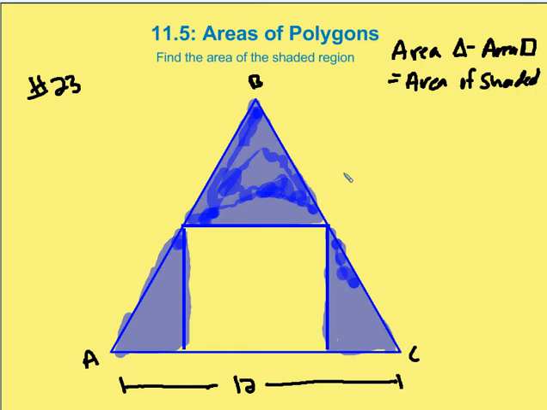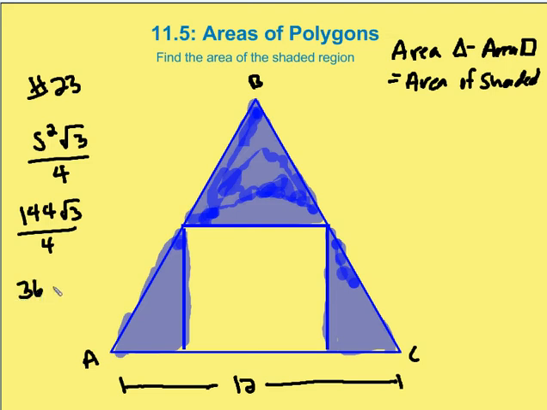Well, we recall that we have a formula for the area of an equilateral triangle, and a regular polygon, a regular triangle, is going to be equilateral. And that formula is going to be s squared root 3 over 4. Well, we know our side length is 12, so we have 12 squared, which is 144, root 3 over 4, which reduces to 36 root 3. So that's the area of the triangle.